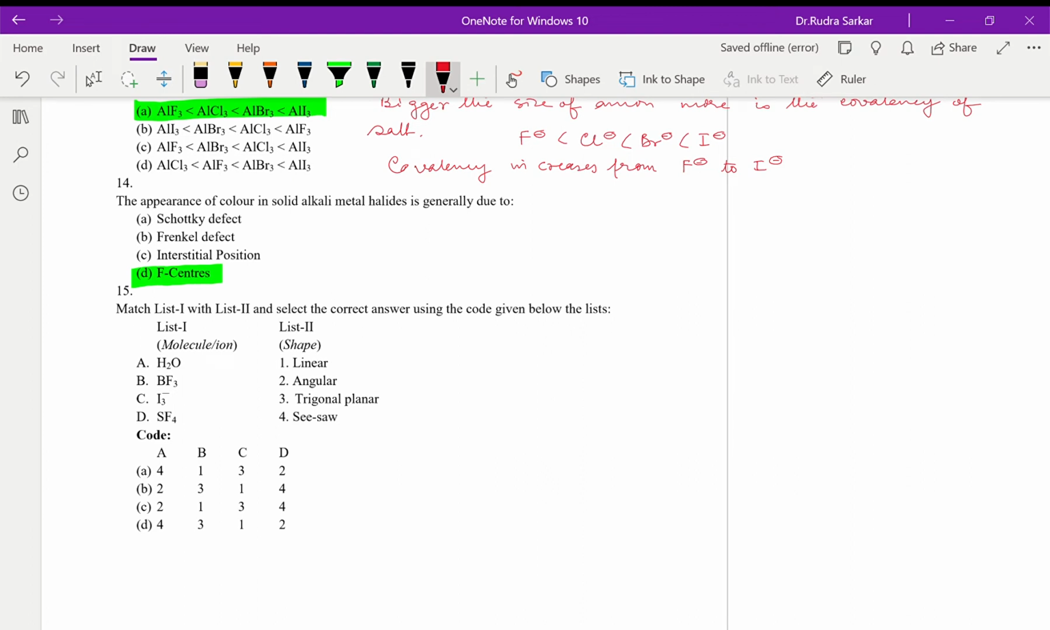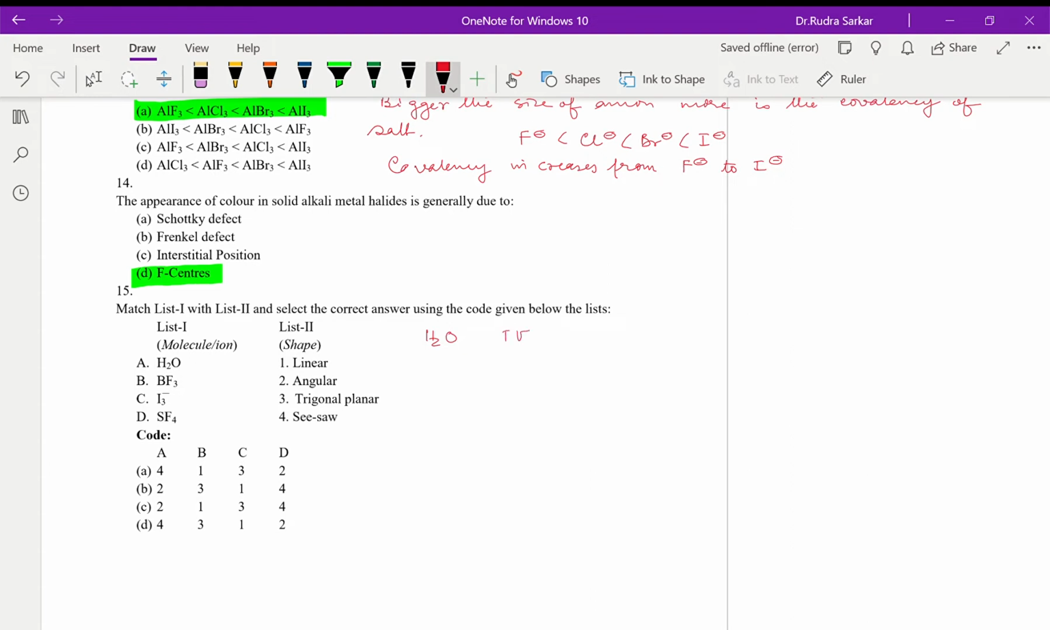Okay, so here we have been given question 15. Match list 1 with list 2 and select the correct answer using the code given below the list. So water, BF3, I3 minus, SF4. For water, let us calculate the steric number.